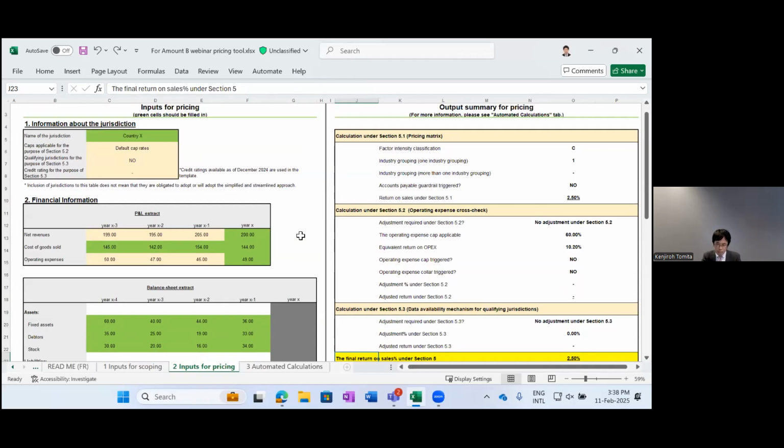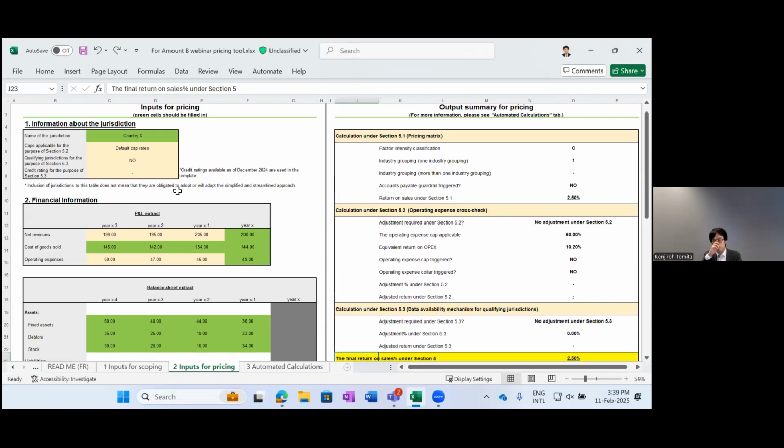Then let me move on to the input field, where you should fill in 3 types of information. The first is the information about the jurisdictions, and that is necessary for the application of the operating expense cross-check and the data availability mechanism. The second one is the financial information. That is the basis for calculating the operating expense, the operating asset intensity, OAS, and OES. That is core information to apply the pricing metrics.